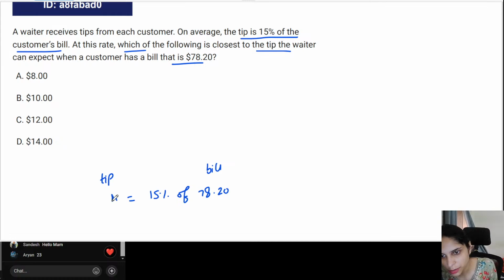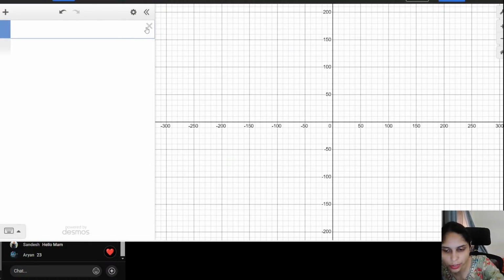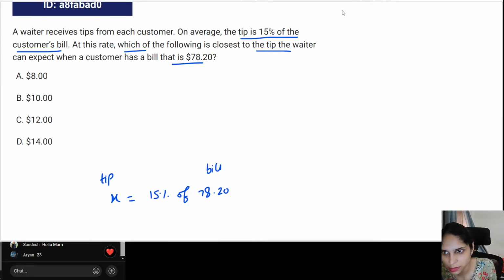They could have also given you the tip that he received, this much tip, and asked how much is the bill. So you will just write the equation, x will come here and whatever number was given will come over here. Now we're finding 15% of 78.20. That is 11.73. Now the question is asking closest, so closest is $12.